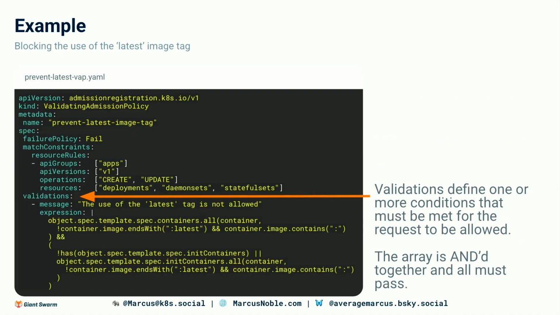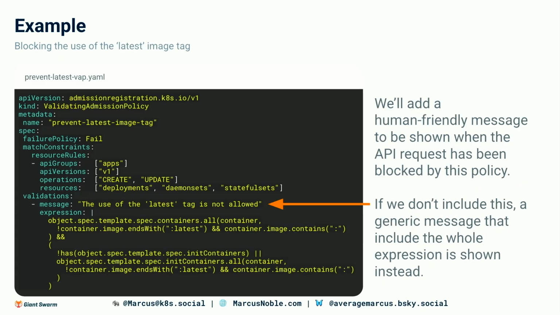Then for each of these, we're going to have validations. We can have multiple of these validations, and they all have to pass for the policy to be successful. And we're going to start off with having a message. Now, you don't have to provide a message, but I highly, highly, highly recommend you do, because if you don't, the error that the user gets is just that big, long CEL expression, and it is not user-friendly at all.